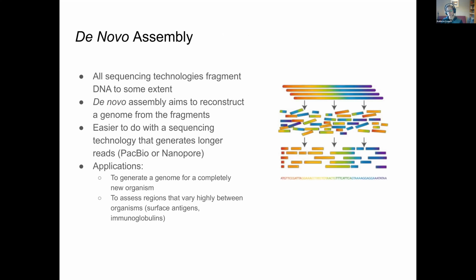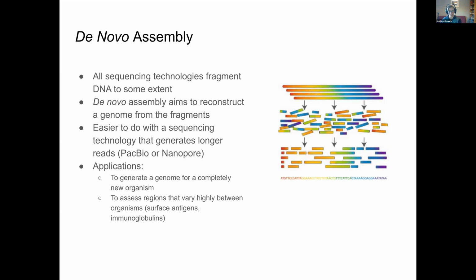I'm just going to touch on this very briefly. So it's just this one slide because we're not really going to cover it, but it seems to complete this lecture. So all sequencing technologies fragment DNA to some extent. And the idea of de novo assembly is to reconstruct the genome from the fragments, a bit like doing a jigsaw puzzle. And that's the process that you go through to create a new reference genome.